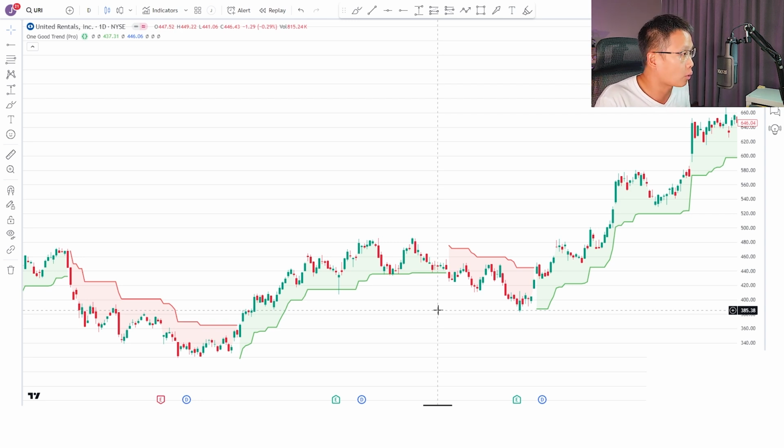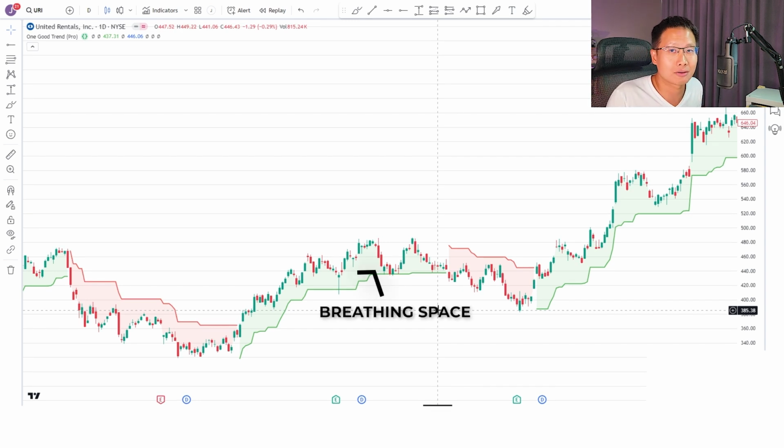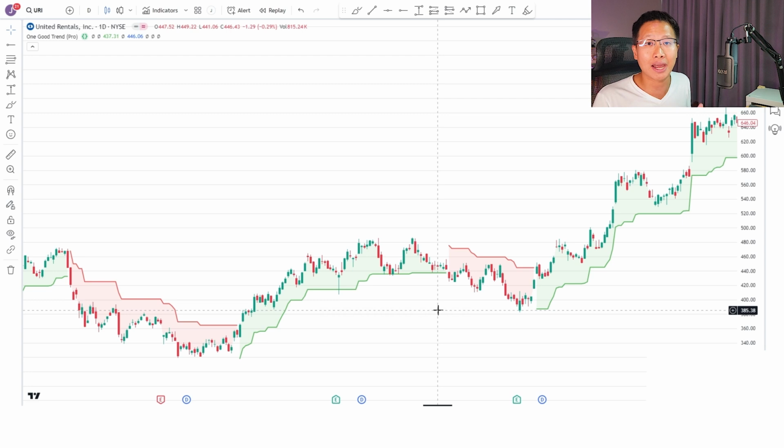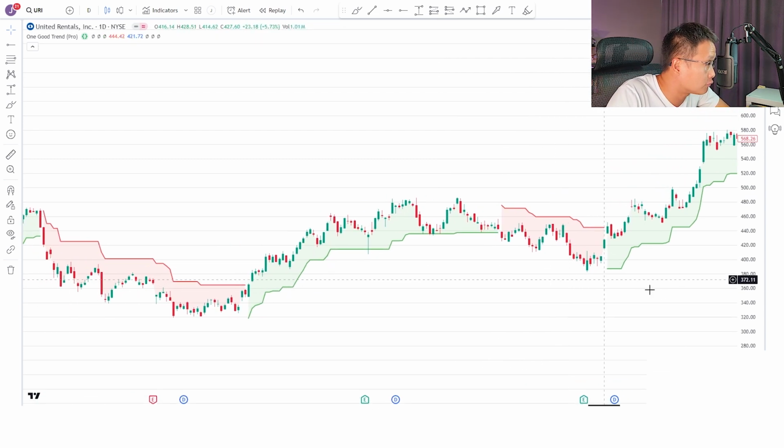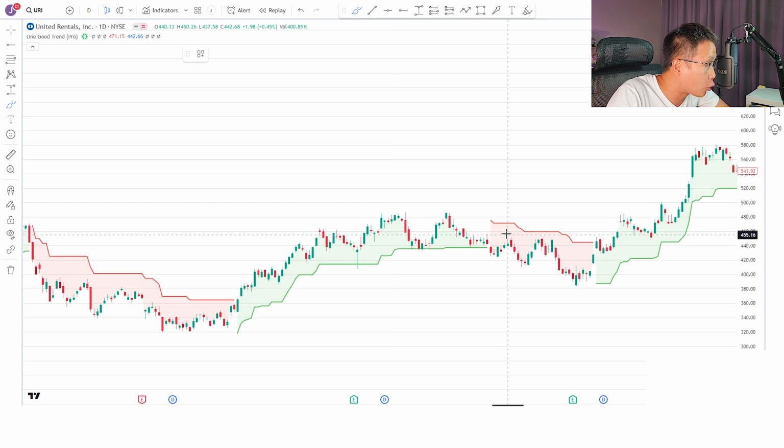It gives what we call a breathing space for the stock to hopefully move even higher. It goes even higher as we follow it, so it gives the allowance. We account for volatility as well. You don't want to be too near, you don't want to be too far as well, and that is how it works.